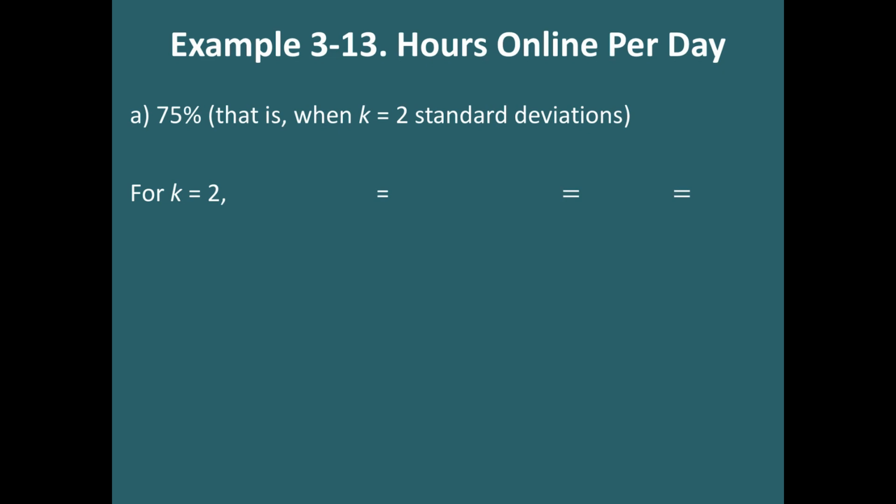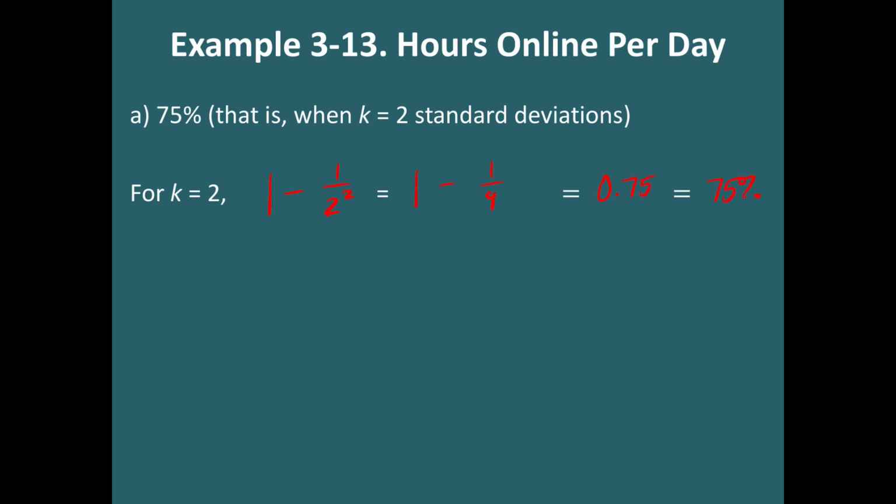For k equals 2, we simply follow Chebyshev's theorem. That is 1 minus 1 over 2 squared, simply replacing k with 2 in the formula, which gives me 1 minus 1/4. 1 minus 1/4 is 3/4, which is 0.75, rather 75% as indicated. So here, as we can see, when k equals 2 is plugged into Chebyshev's formula, it does give us the 75% as desired.